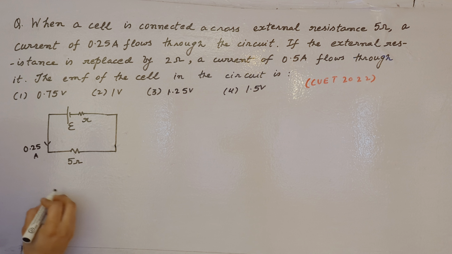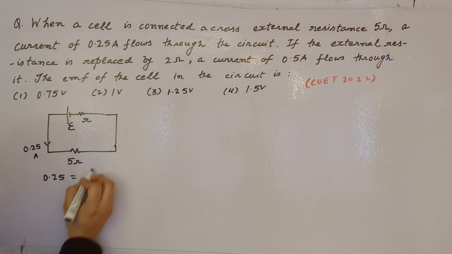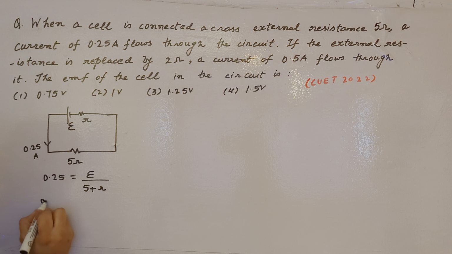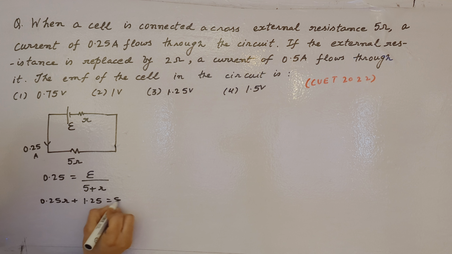Now from this circuit we can write the equation of current: 0.25 is equal to the total voltage, which is E, upon the total resistance, which is 5 plus small r. After cross multiplying, 0.25 r plus 1.25 is equal to E. Let us call this equation number 1.